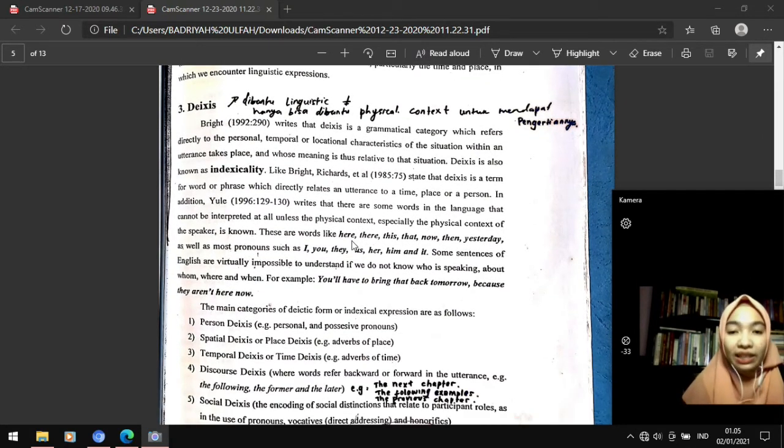This one, the words here, there, this, that, now, then, yesterday, I, you, they, us, her, him, and it. So all of them must be mentioned first. Like when you want to say here, where is here? When you only use the word here, di sini, nah di sininya tuh di mana? Jadi dia harus dibantu. Nah, that's why it is said that it must be helped by the physical context.